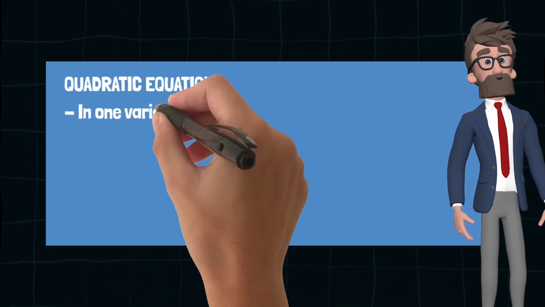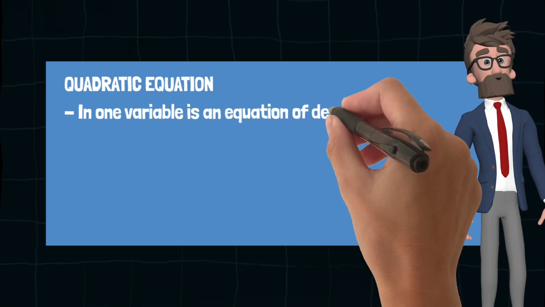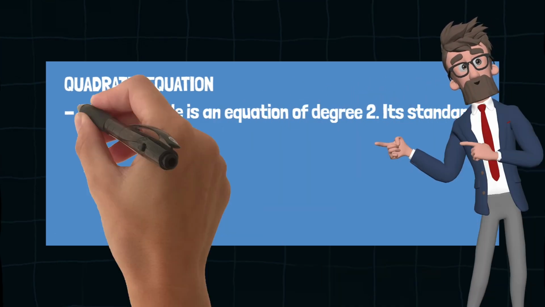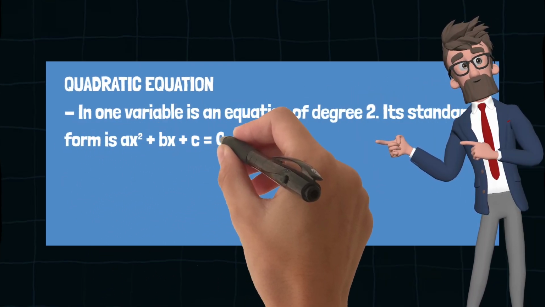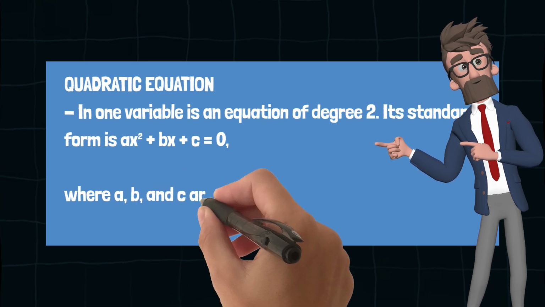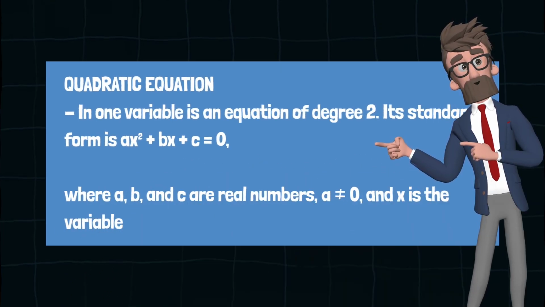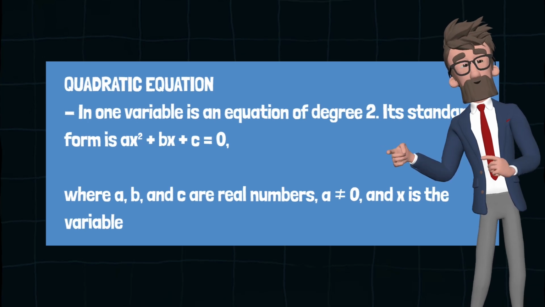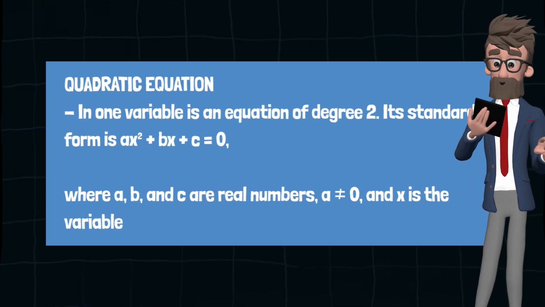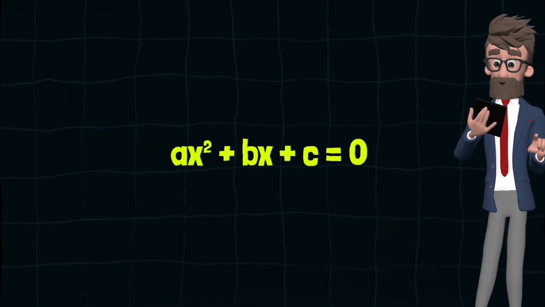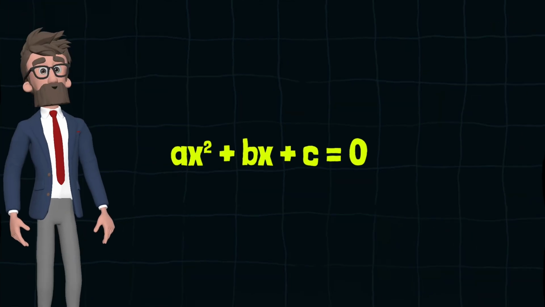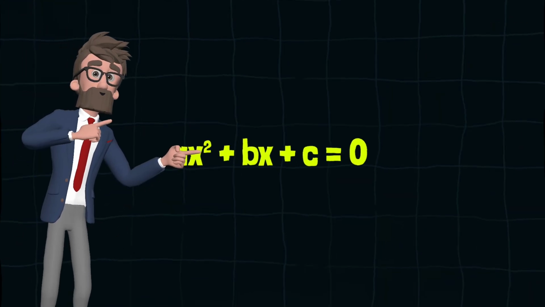It is an equation of degree 2, and its standard form is ax squared plus bx plus c equals 0, where a, b, and c are real numbers, but a is not equal to 0, and x is the variable. Quadratic equations may be written in various forms. As you notice, a quadratic equation is an equation in which the highest power of the variable is 2.